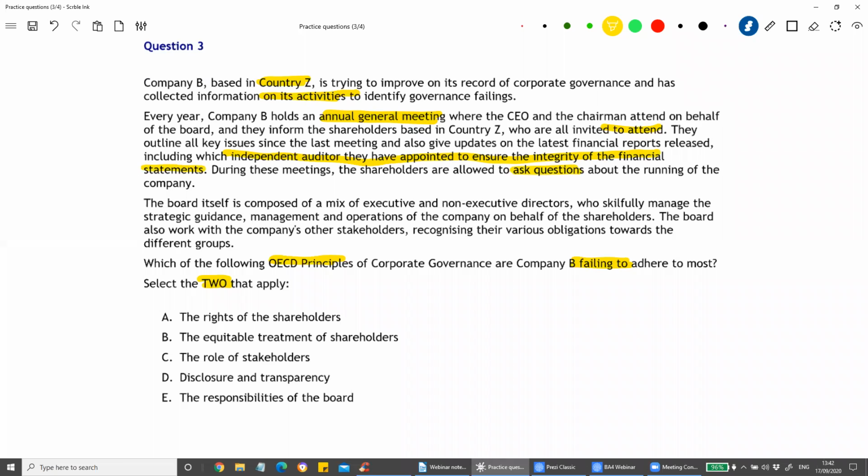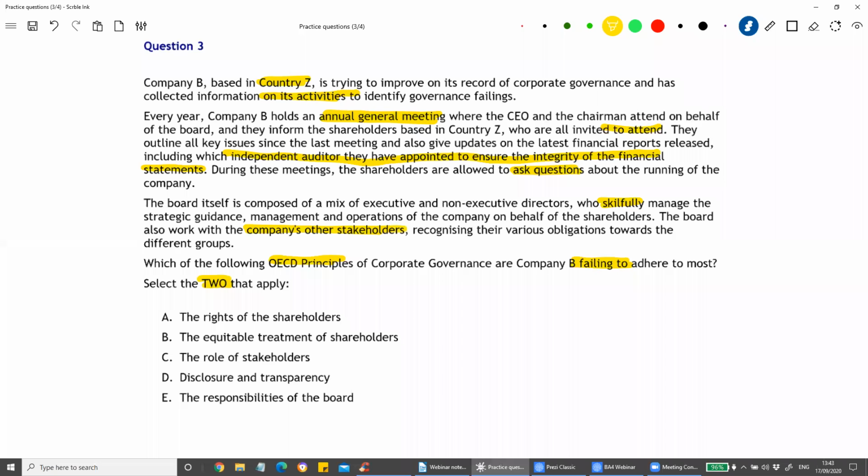The board itself is composed of a mix of executive and non-executive directors who skillfully manage the strategic guidance, management and operations of the company on behalf of the shareholders. So I'm going to highlight skillfully here because I know that's linked to one of the principles of the OECD. The board also work with the company's other stakeholders. Well, I know that's a principle as well, recognizing their various obligations towards the different groups.